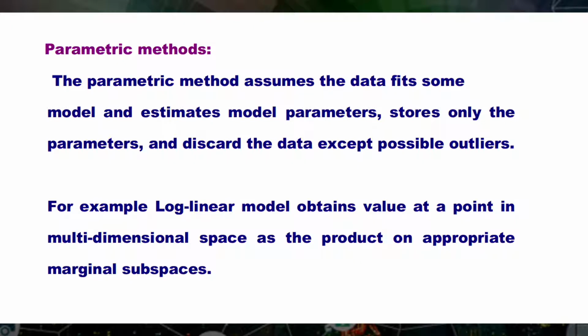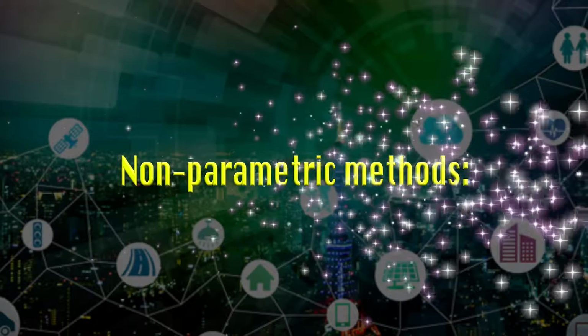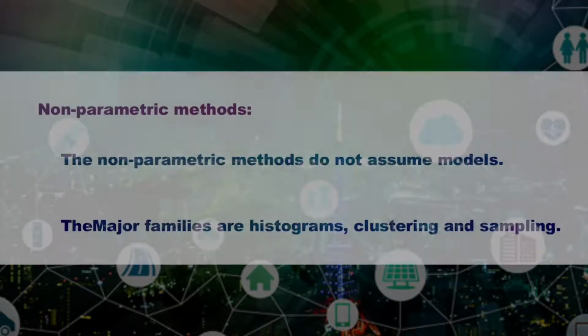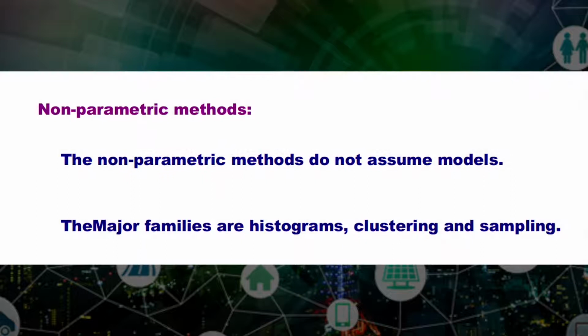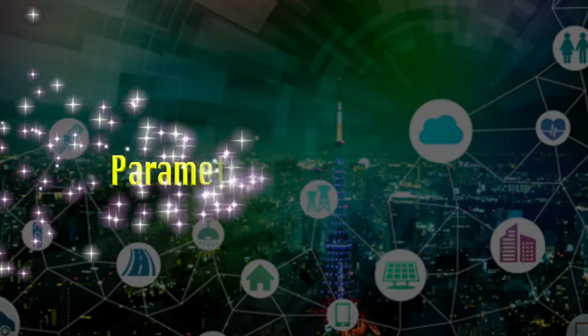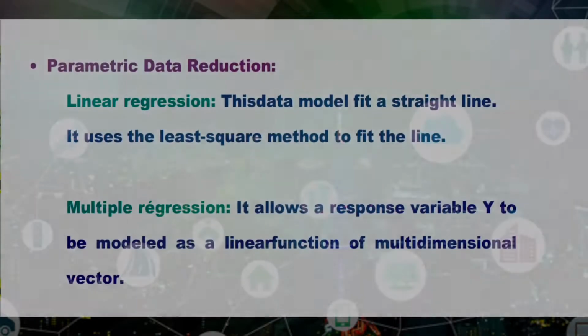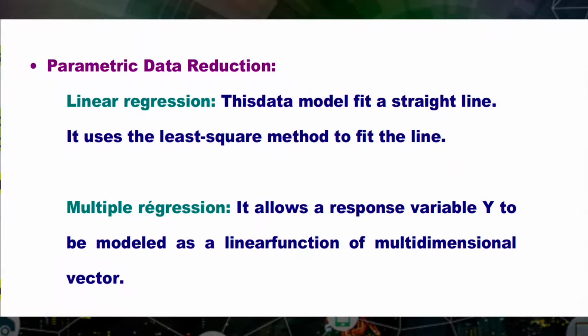For example, log linear model obtains value at a point in multidimensional space as a product of appropriate marginal subspaces. The next concept is non-parametric methods. The non-parametric methods do not assume models. The major families are histograms, clustering and sampling. The parametric data reduction: linear regression. This data model fits a straight line. It uses the least square method to fit this line.